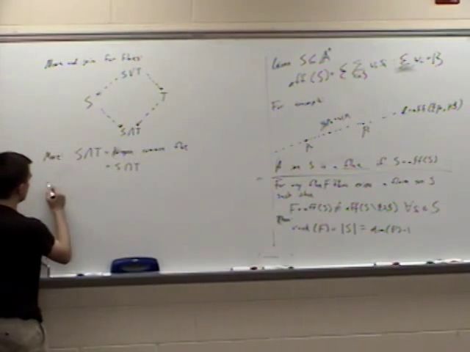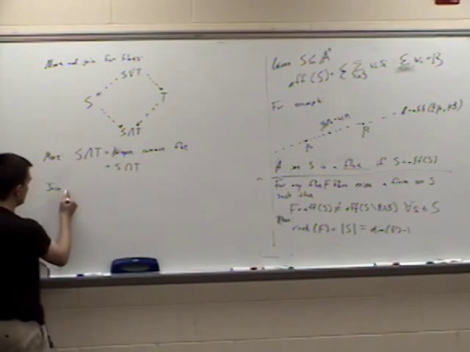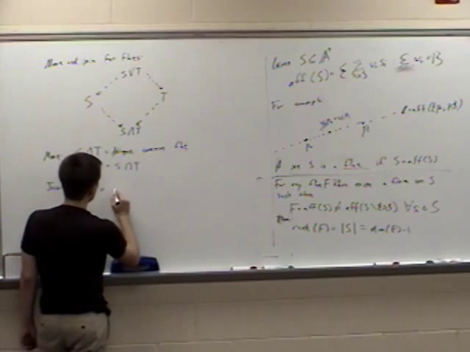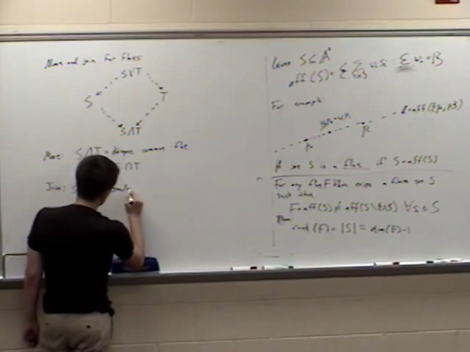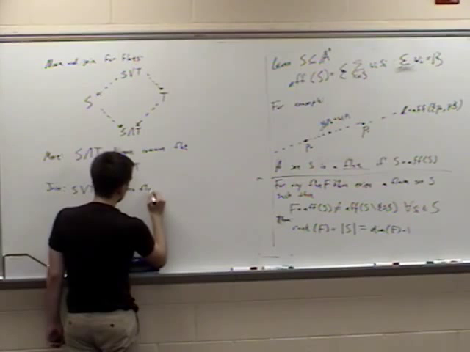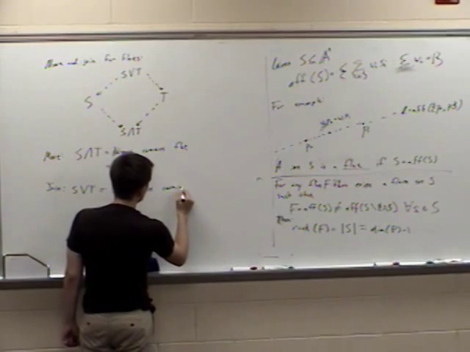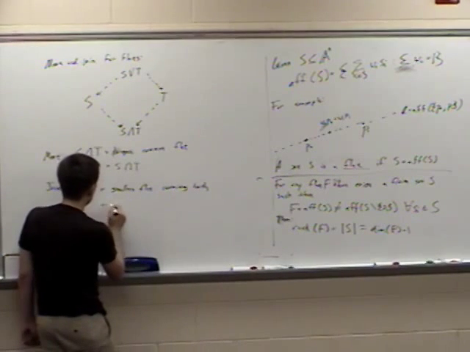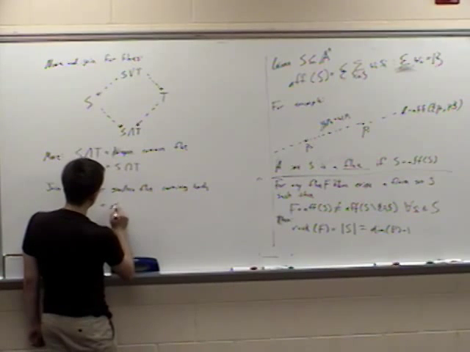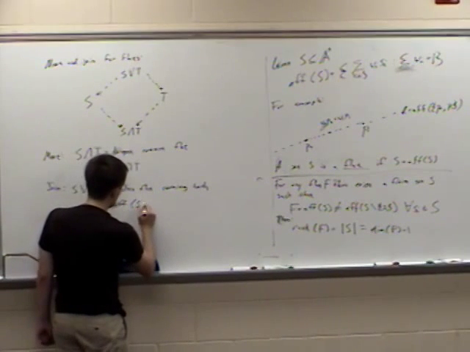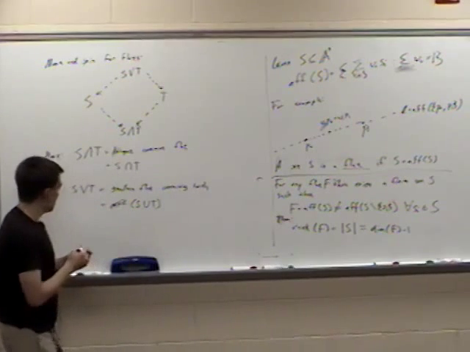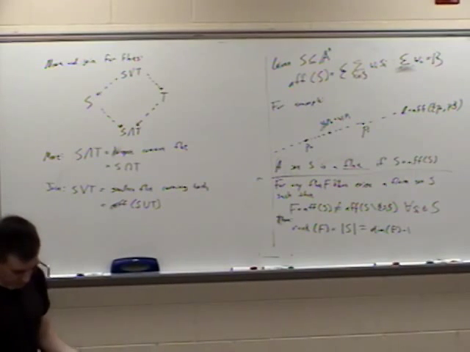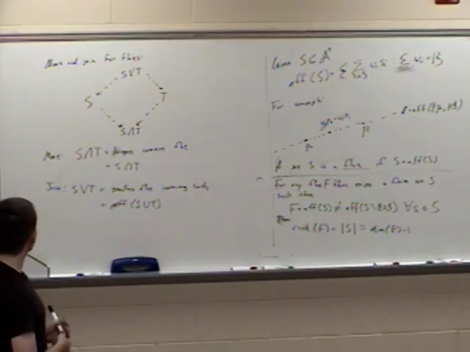Similarly, we have a join between two flats, which is just the smallest flat containing both. And this is the affine hull of their union. Those are the two basic operations. So we can think of join as gluing two flats together, building another one, and the meet as intersecting them.